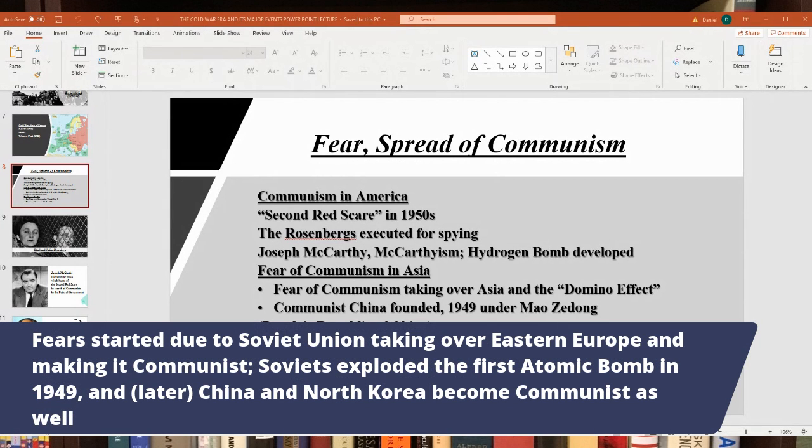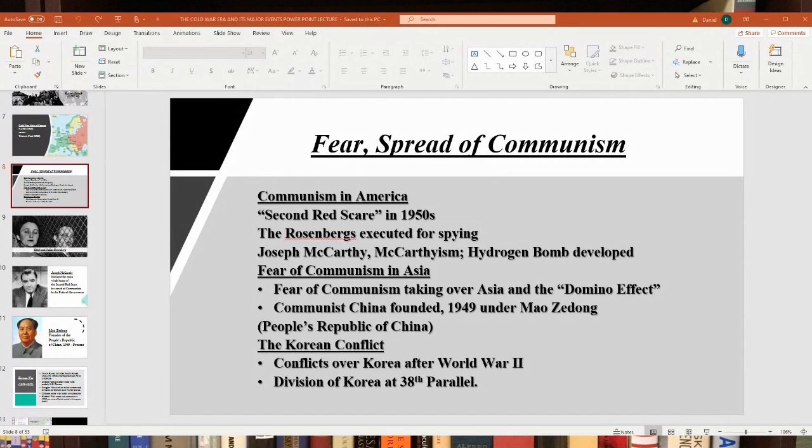You got a bunch of stuff here. Eastern Europe's going communist. The Soviets are getting the atomic bomb, like we got it also. Both even have the hydrogen bomb, of course, later, which is scary. China goes communist in 1949. North Korea also goes communist. So you have all this going on as examples.